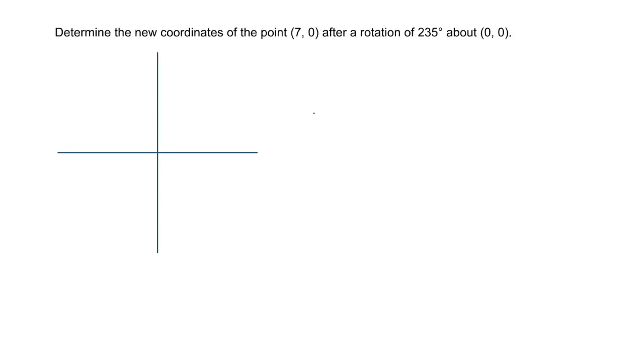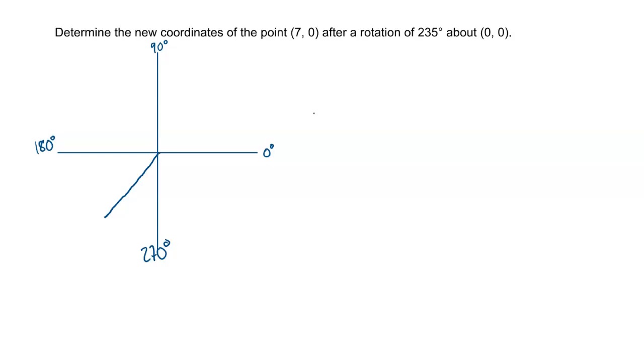This question says determine the new coordinates of the point (7, 0) after a rotation of 235 degrees about (0, 0). The first thing to remember is that we always start any angles at the positive x-axis and we go in a counterclockwise direction around. So 235 is between 180 and 270, and we can draw it in that quadrant like shown.